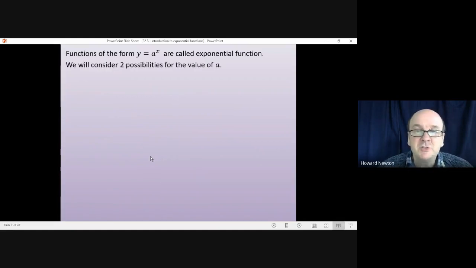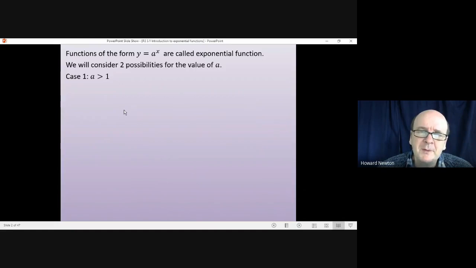Now, we'll be considering two possibilities for the value of a, because depending on the value of a, you can get two different types of graph. The first case is where a is bigger than 1, any number bigger than 1. We'll think from first principles what the graph's going to look like.